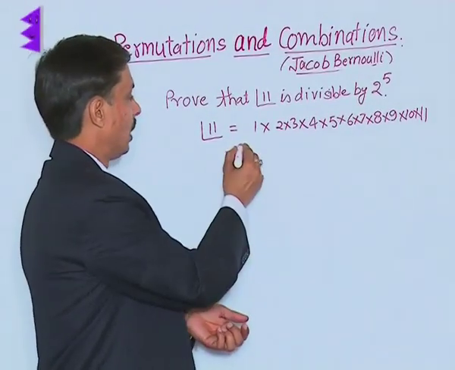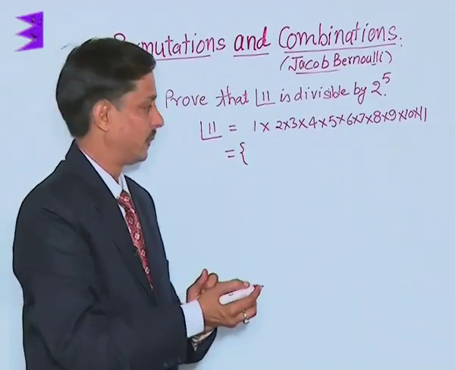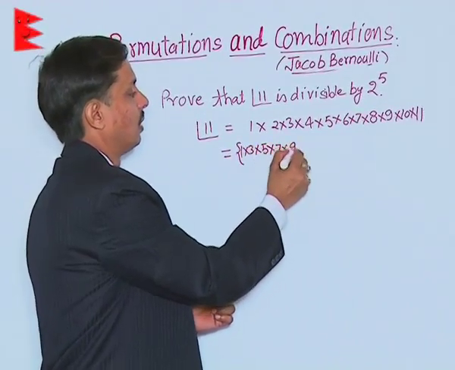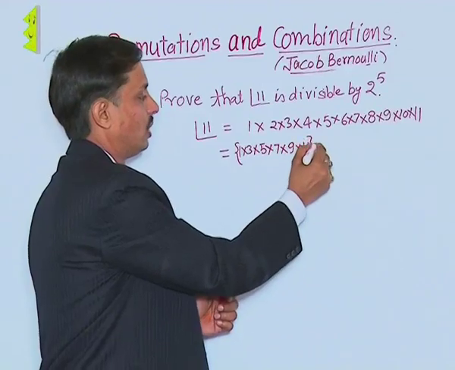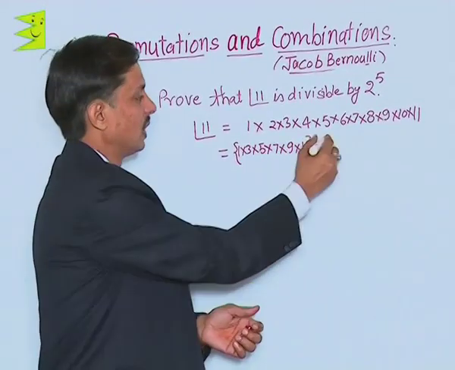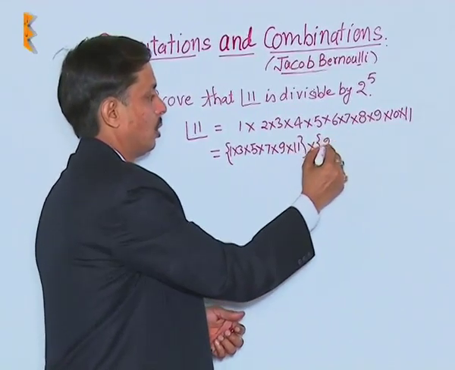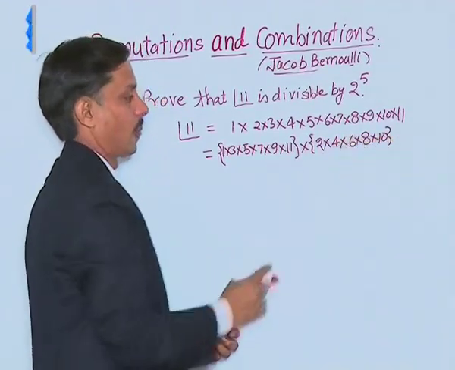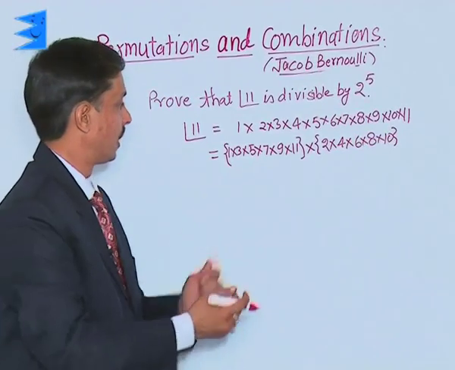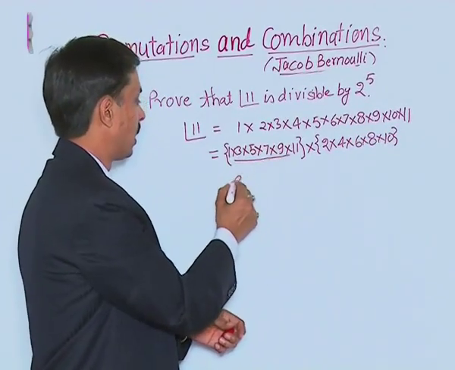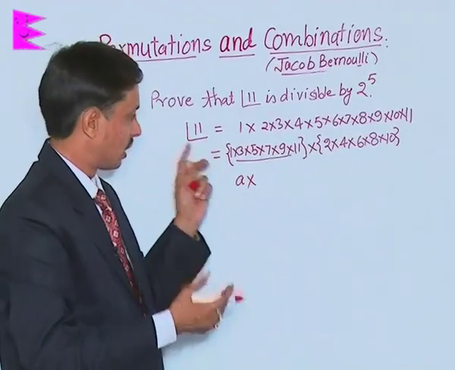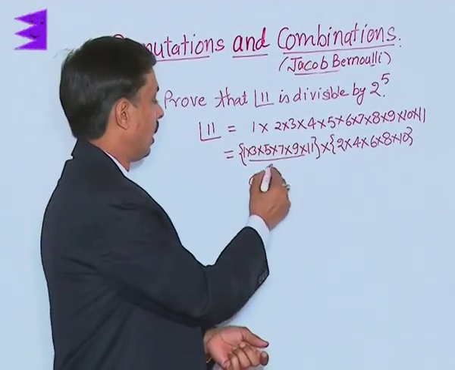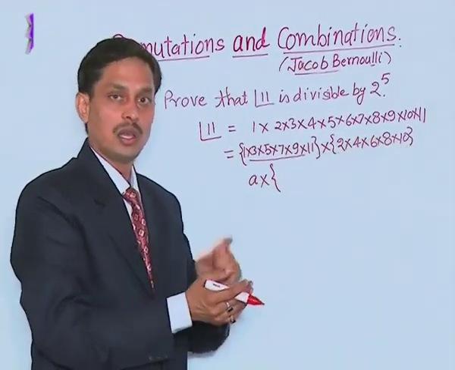Now if I separate even and odd, so 1 into 3 into 5 into 7 into 9 into 11. These are the odd numbers, and now the even numbers are 2 into 4 into 6 into 8 into 10. If I say this product of the odd numbers is symbolically given by the letter A, I have assumed that the product of these odd numbers is A. Then what is left? The product of these even numbers.